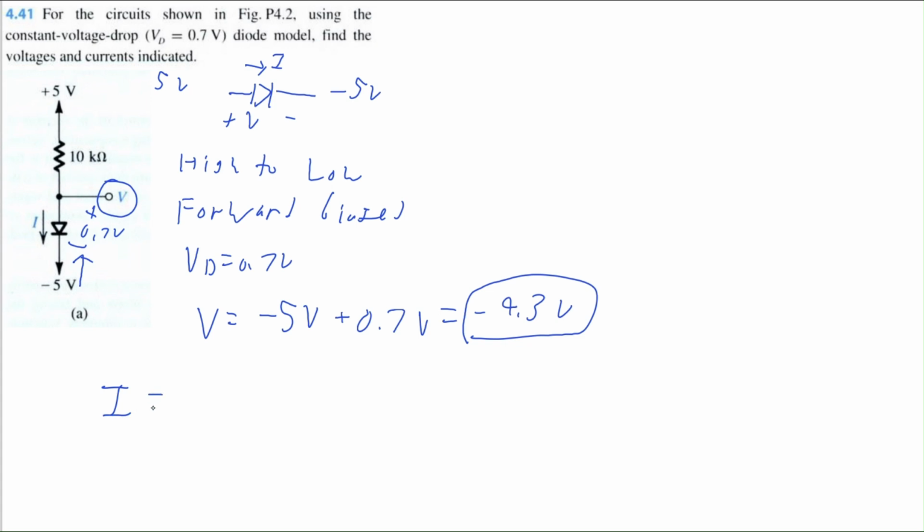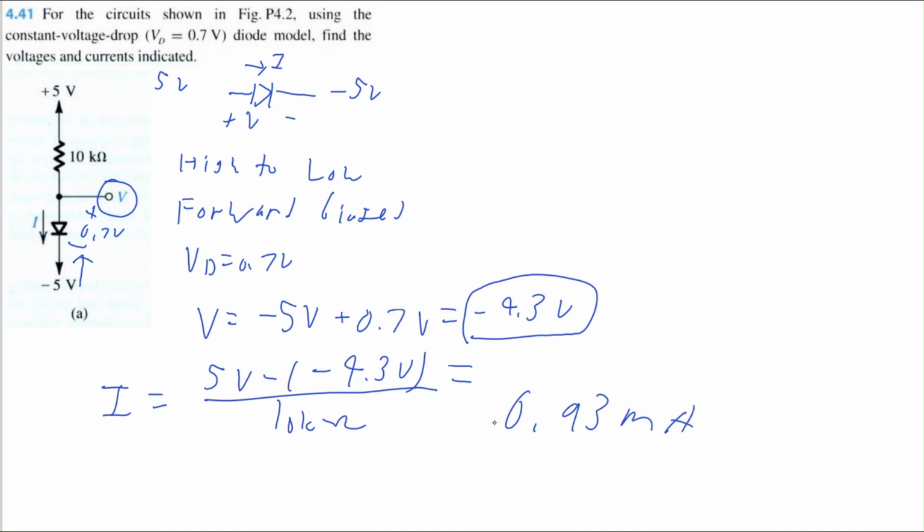Now we can calculate the current using just KVL. Since it's the current across this diode, we're going to use the voltage at the diode, which we just calculated, because it's just this point here, V. So it'll be 5 volts minus negative 4.3 volts, divided by the resistance of 10 kilo ohms. That's equal to 0.93 milliamps. All right, let's move on to the next circuit.